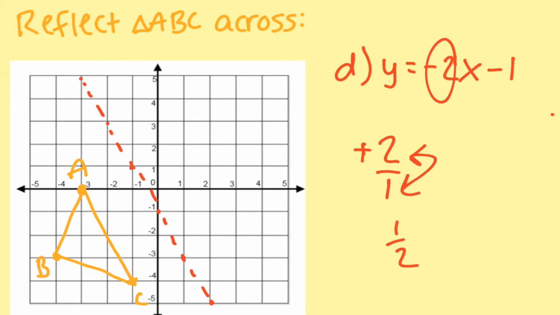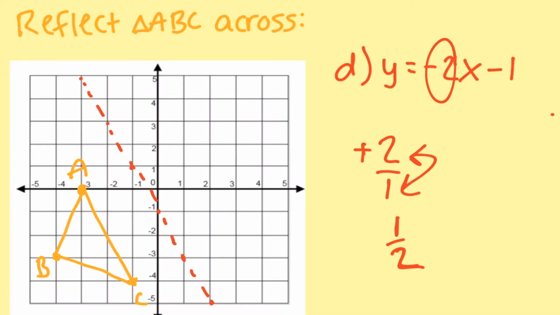So we're going to count how many times we go up 1 over 2 until we hit the line of reflection, and then that's how many we're going to continue after the line of reflection so that the distance from each point to the line of reflection is the same. For A, we go up 1 over 2, and then we hit the line of reflection. So we need to go up 1 over 2 again, and that's A prime.